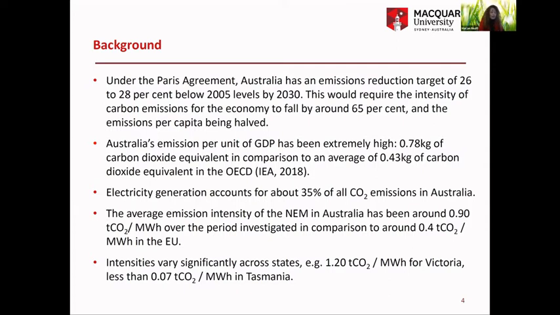When we talk about emission intensity, we need to take into consideration that in Australia, different states have different emission intensities. For example, Victoria, which has brown coal, very dirty coal, has the highest emission intensity. And of course, Tasmania, where more than 95% of electricity comes from hydro, has the lowest emission intensity. So the average emission intensity of the NEM in Australia is not 0.9 everywhere, but varies very significantly across states. Victoria is the highest, while South Australia and Tasmania can be considered the lowest.